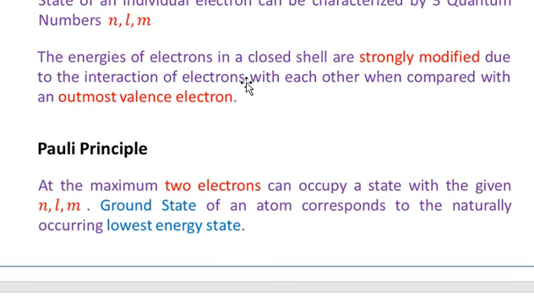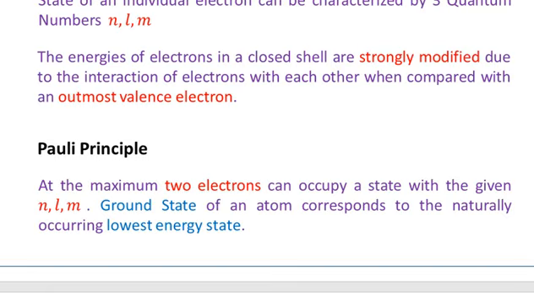The energies of electrons in a closed shell are strongly modified due to the interaction of electrons with each other, when compared with an outermost valence electron. So in the inner core, all these electrons may interact with each other, and so their energies are modified due to the presence of these electrons in a cloud of charge. But the valence electron, since it lies outside the inner cloud of charge, is not much affected by the presence of the inner core of electrons or the number of electrons present in the inner core.